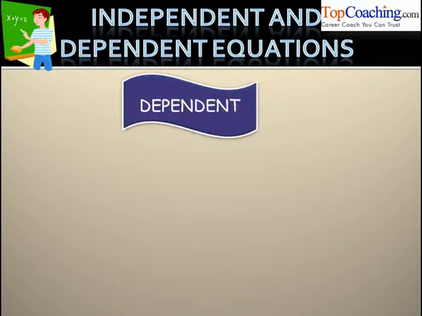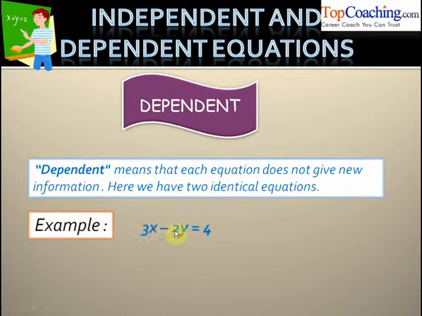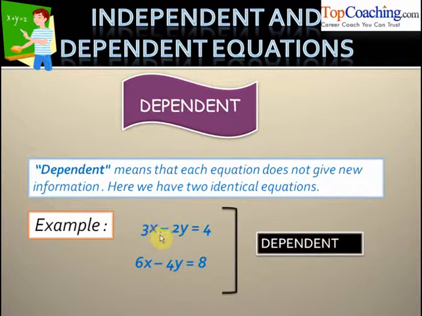Now let's see what dependent equations are. Dependent means that each equation does not give new information. It is just the contrary of independent. Here we have two identical equations. Two equations which are identical to each other are dependent equations, and they do not give us new information. For example, if we have an equation 3x minus 2y equal to 4, and another equation 6x minus 4y equal to 8, then these two equations are dependent because they represent the same situation. If we multiply the first equation by 2, we get 6x minus 4y equal to 8, and thus these two equations are actually the same, so they are known as dependent equations.